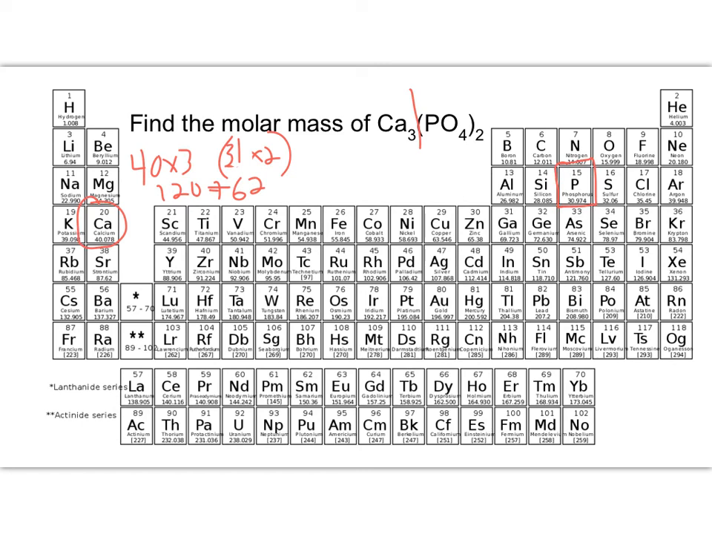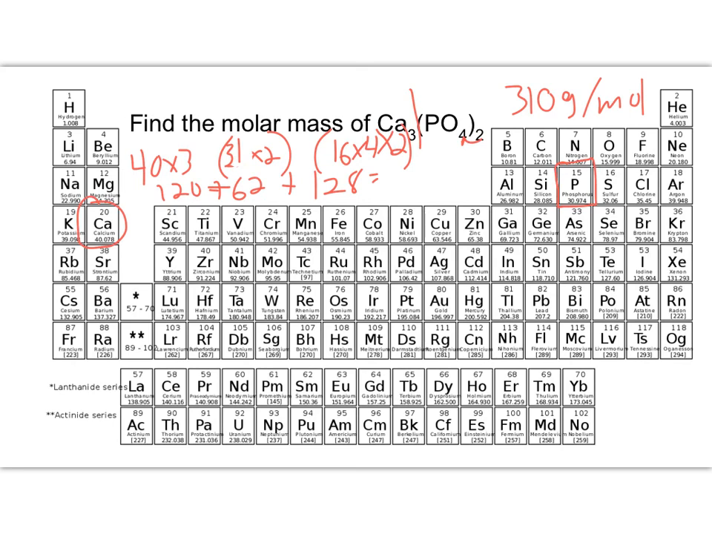And then oxygen is 16, times 4, because there's a 4 in the parentheses, and then times 2, because of the 2 on the outside. So 16 times 4 is 64, times 2 is 128. So if we add all that together, we have 182 plus 128, which, if my calculations are correct, comes out to 310 grams per mole.